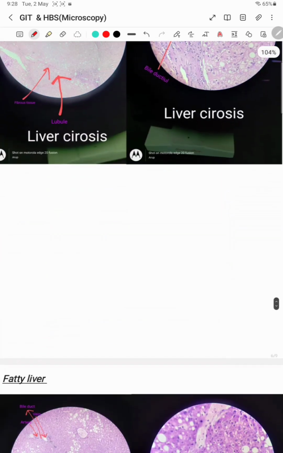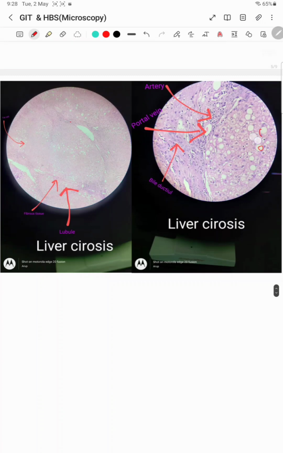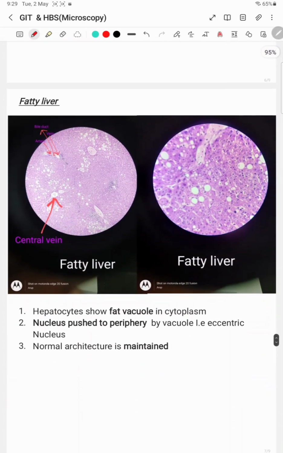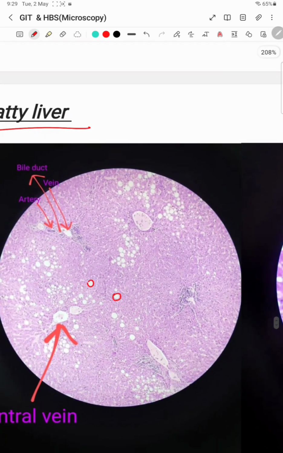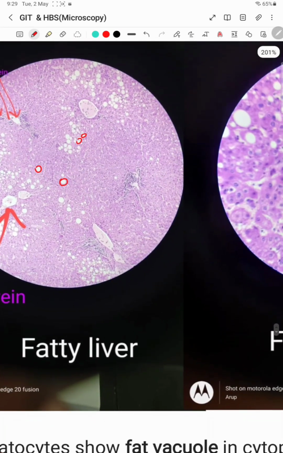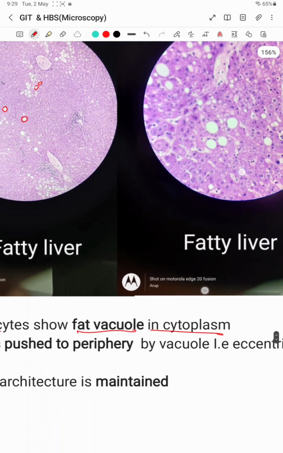Why is it vacuole forming? Because when we stain, the fat is dissolved by the stain and washed out from the cell. Okay. Next we discuss the fatty liver. Here the fat vacuole in the cytoplasm is seen. Hepatocytes show fat vacuoles. There are a lot of fat vacuoles in the cytoplasm.